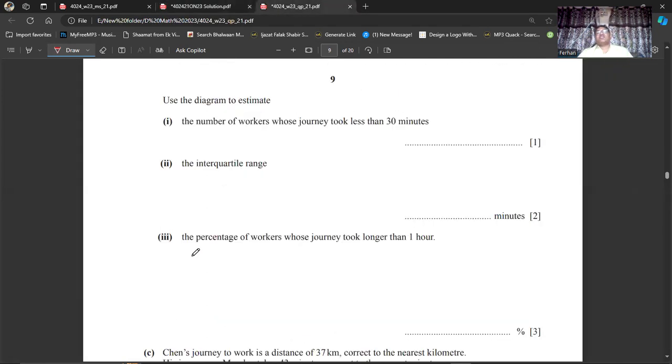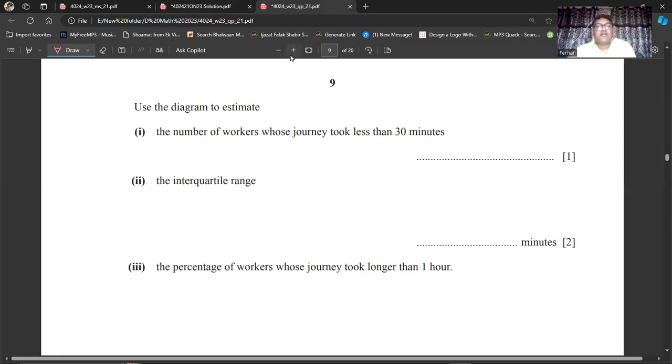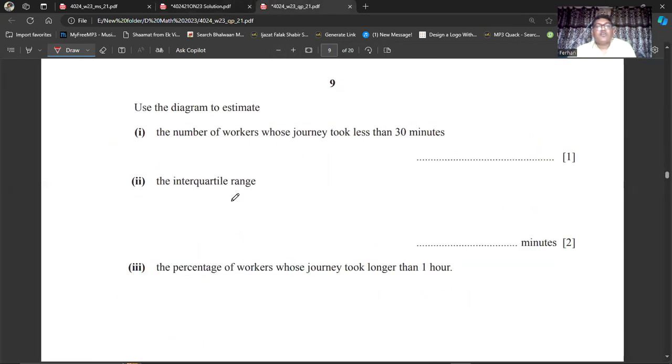Then their question is the interquartile range. They want you to find out the interquartile range. So for finding the interquartile range, the method is very simple. First of all, you need to find out the third quartile, Q3. And then you need to find out the first quartile, that is Q1. Upper quartile and lower quartile, we also call them. The interquartile range is Q3 minus Q1.